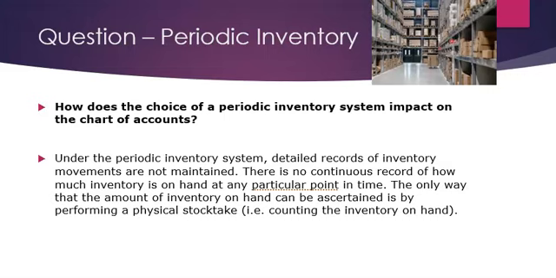So under the periodic inventory system, detailed records of inventory movements are not maintained. There is no continuous record of how much inventory on hand we have at a point in time. Now, the only way to determine the inventory we have on hand is to do a stock take or count the inventory in the warehouse.